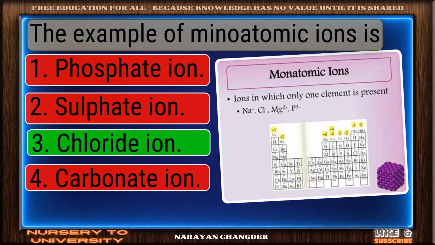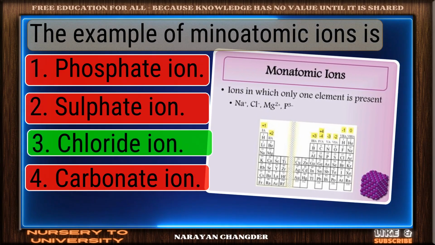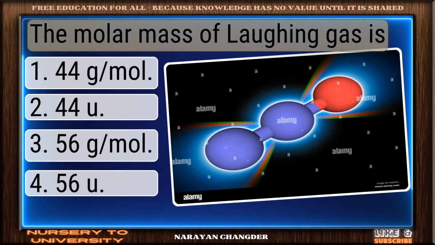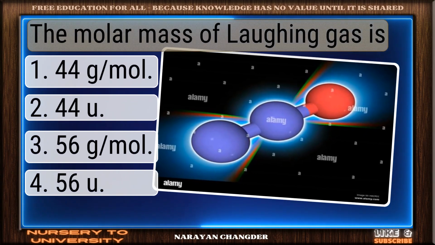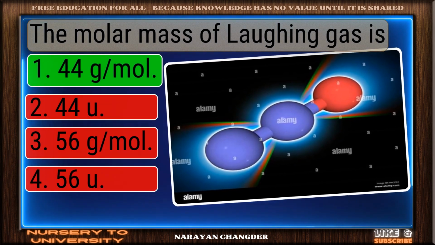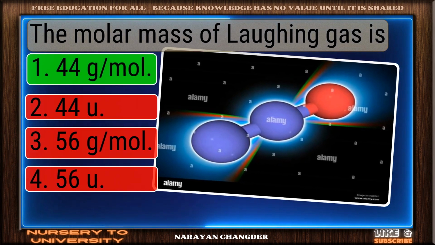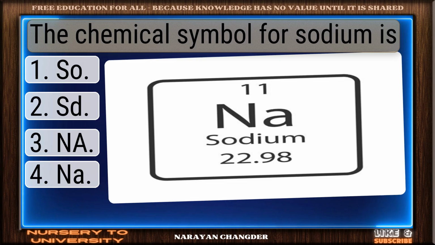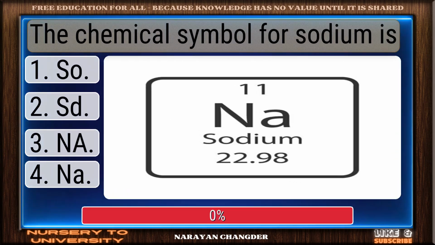Exactly. Chloride ion makes sense and it is the right choice. Question number 225. The molar mass of laughing gas is? You got it. Your choice, 44 g/mol, is right. Question number 226. The chemical symbol for sodium is?